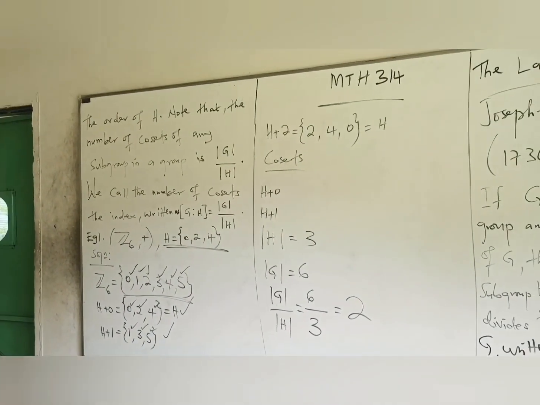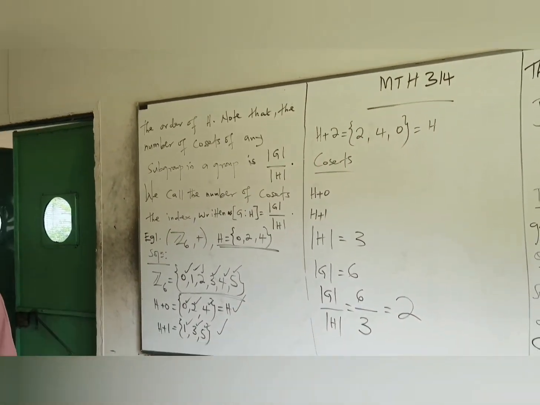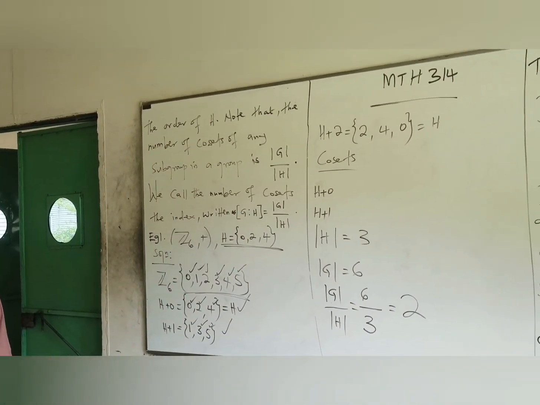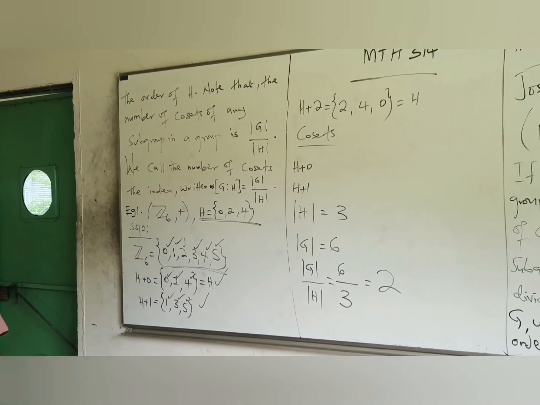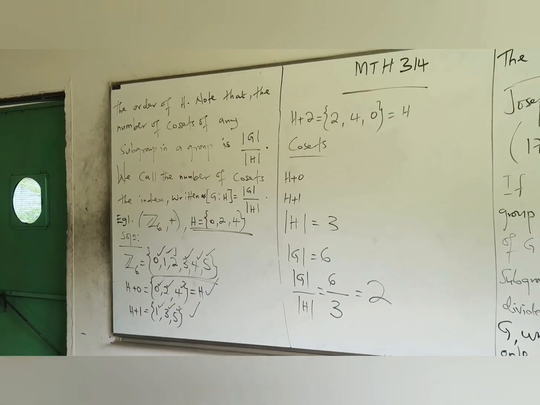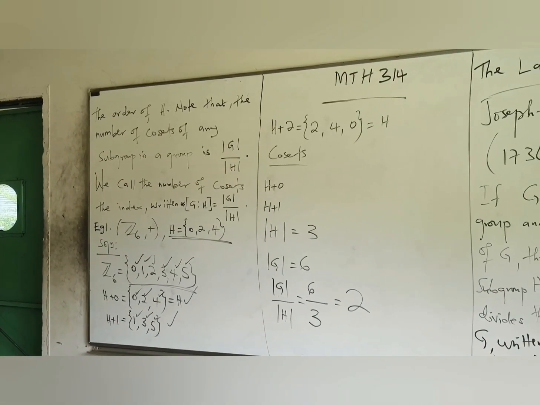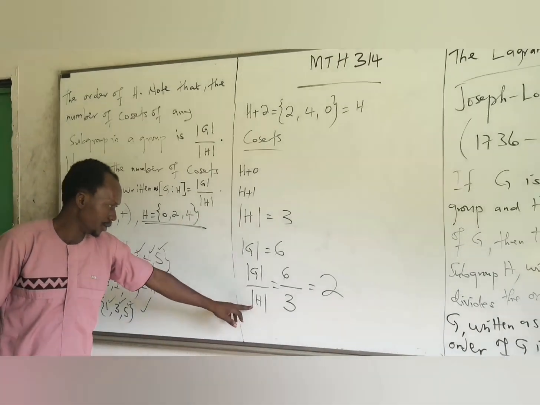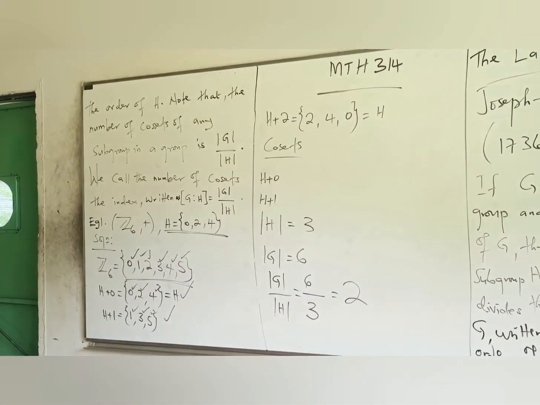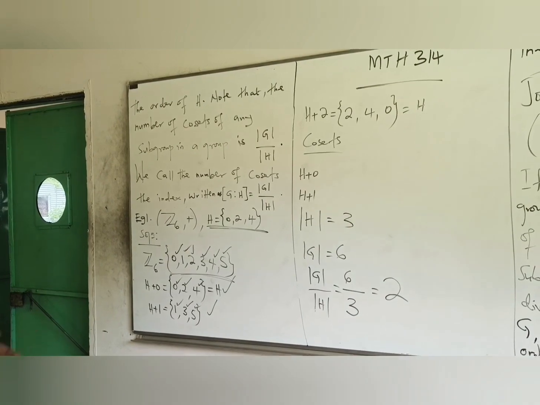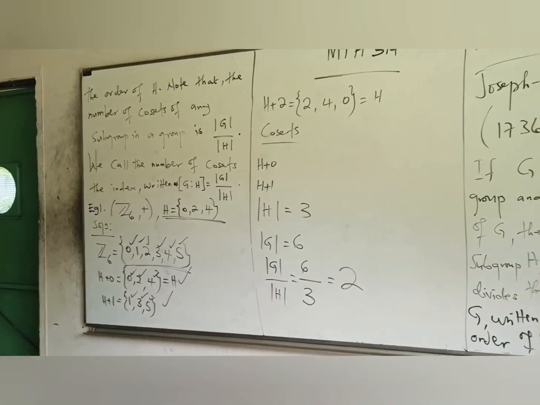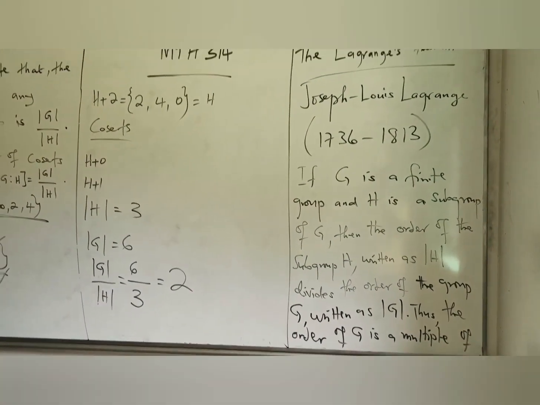I may not even ask you to find the coset first; I'll say find the index. You don't need to find the cosets before you find the index. So I can just ask you to find the index. Index means the order of this over the order of that. And I can ask you to verify all that we have just illustrated.